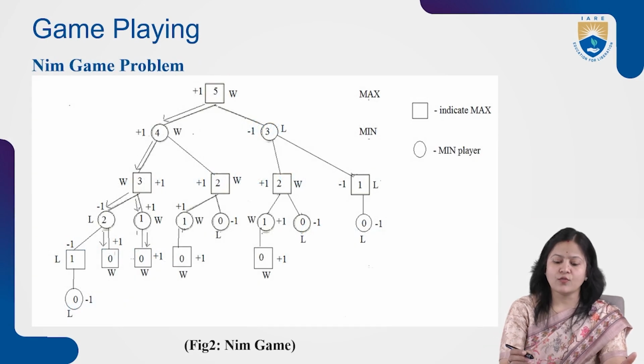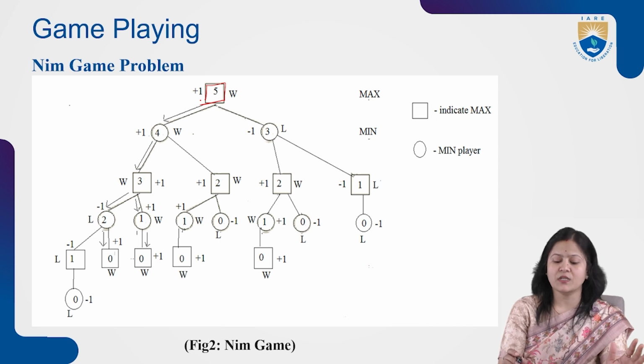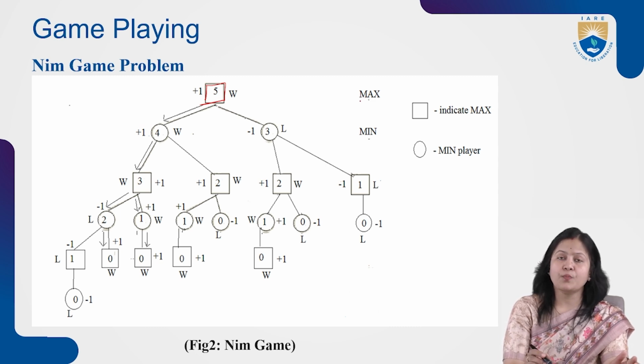Now, here a total of 5 objects are there. The pile of objects is nothing but the total objects. We have 5, and the first player is the Max player. As per the problem statement of the Nim game, the Max player can take 1 or 2 objects at a time. If it takes 1 object on the left side, how many will remain? 4. If it takes 2 objects, then 3 will remain. Now who will play as the next player?